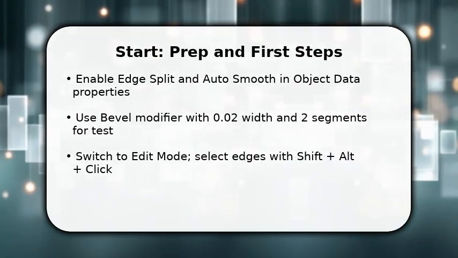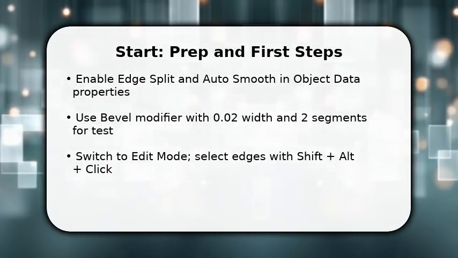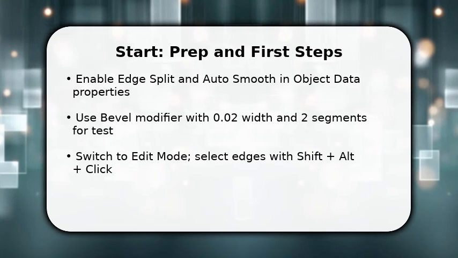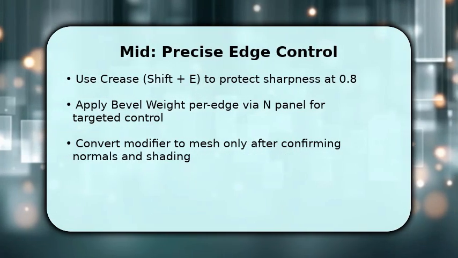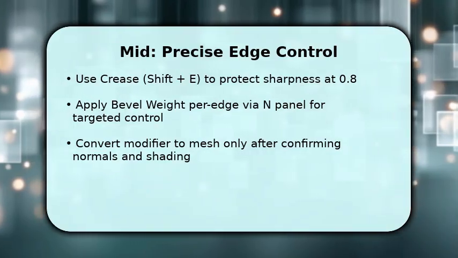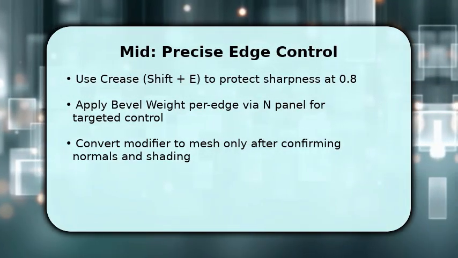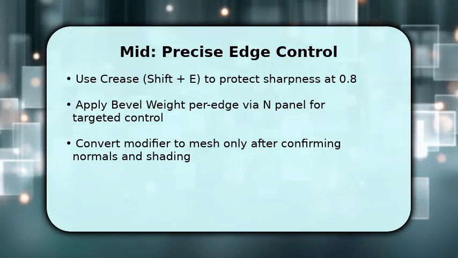While in edit mode, use Shift plus Alt clicking to loop select edges, because precise selection drives every subsequent operation. Now you refine edge behavior with targeted controls. Use edge crease, Shift plus E, set near 0.8 where you want tighter corners. This informs subdivision and keeps corners sharp.